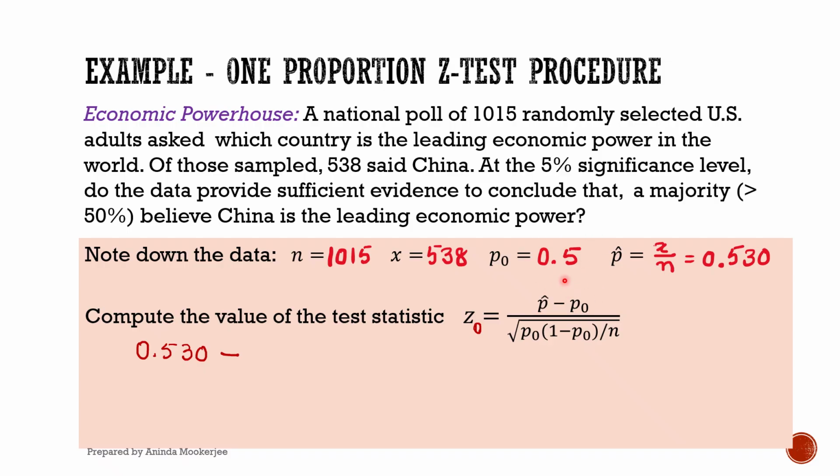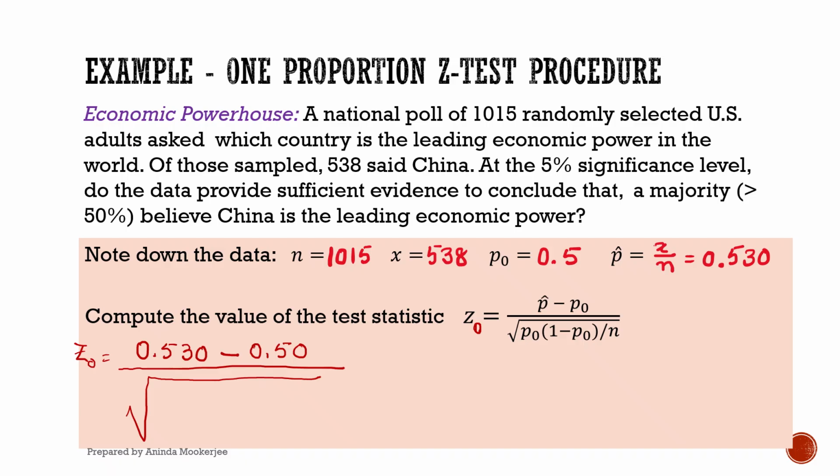So that's 0.530 minus 0.50, divided by, so this is all z sub 0, divided by the square root, and make sure you are writing out the formula correctly. This square root goes over the entire numerator and denominator of the formula.